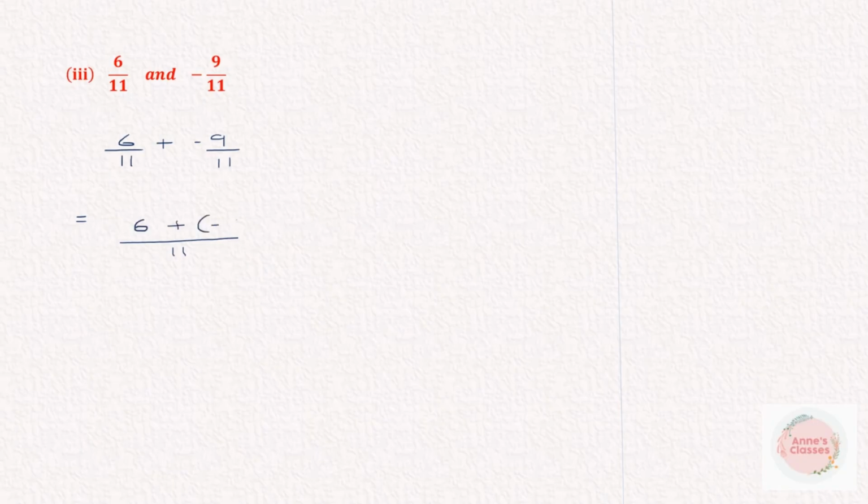Question 3. Here also we're going to add 6 by 11 and minus 9 by 11. So this is 6 by 11 plus minus 9 by 11. Again, denominators are the same. So we write the same denominator and the same numerators. So 6 plus minus 9. This becomes 6 minus 9 by 11. So signs are different. Put the sign of the bigger number and subtract: 9 minus 6 is 3 by 11. So the answer is minus 3 by 11.